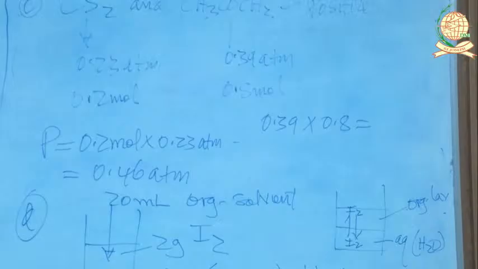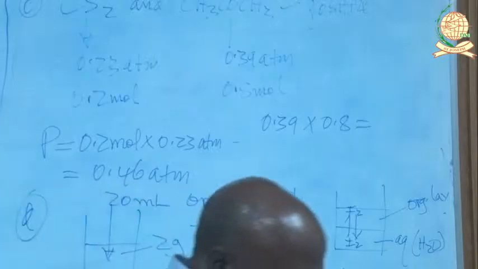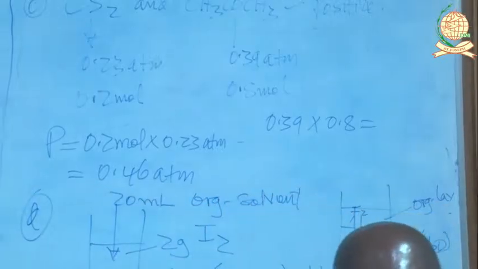So KD is equal to X over 20 mils divided by 2 minus X over 20. This is equal to 85. So we take X over 20 times 20 divided by 2 minus X, which is equal to 85. So when you calculate, then you will get 1.98 grams. So this is the amount of iodine transferred to the organic layer. That is question number 1. Now we go to question number 2.